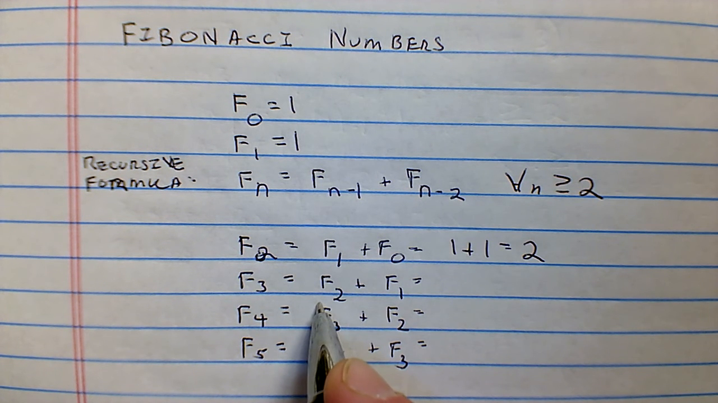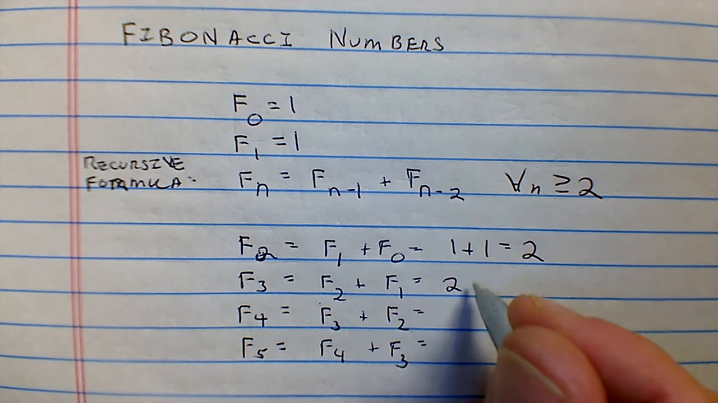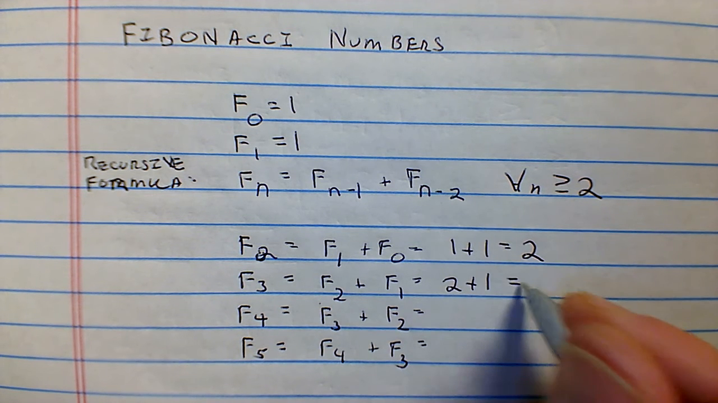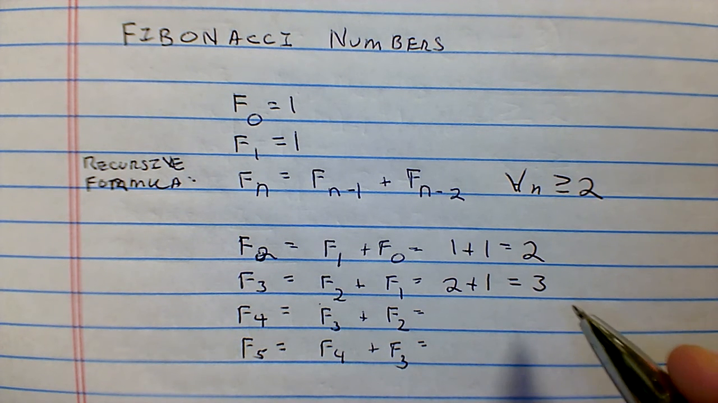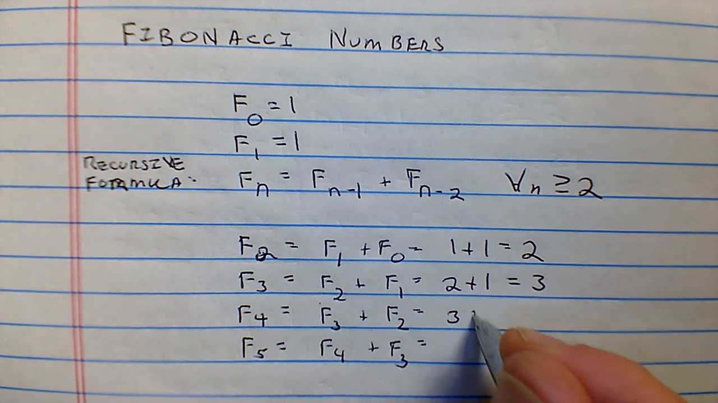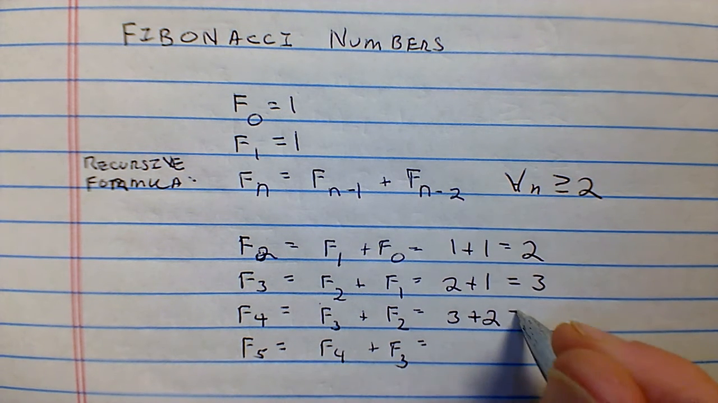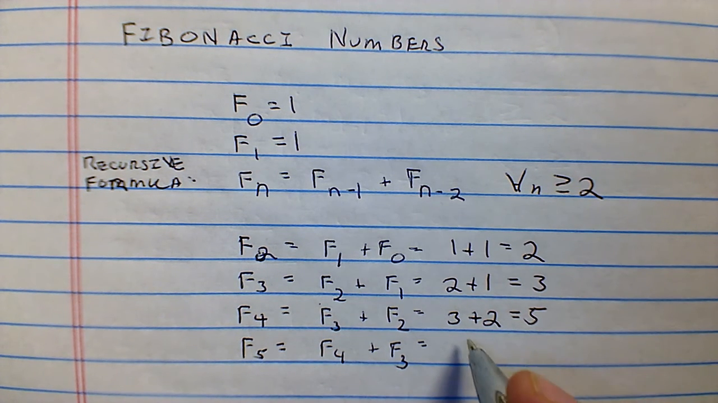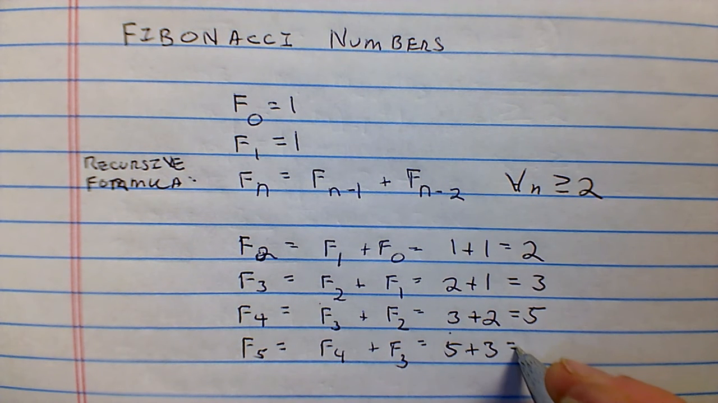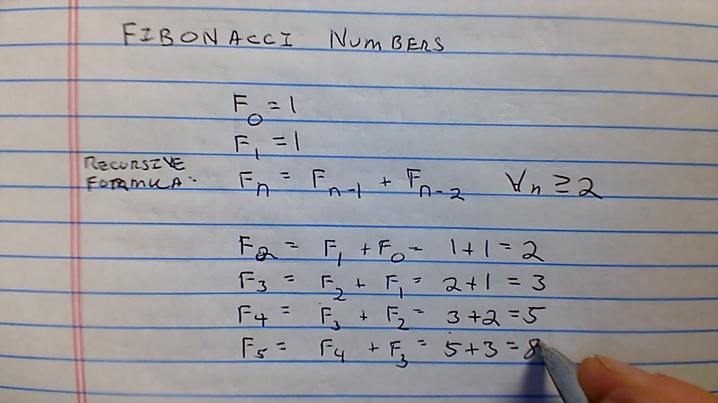Then we take f sub 2, which we've just calculated to be 2, add f sub 1. When we add those together, we get 3. We're going to take the 3, add it to the previous one, which is 2, to get 5. We're going to take the 5, add the previous one, which is a 3, to get 8.